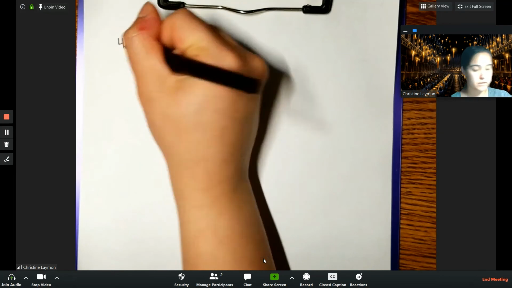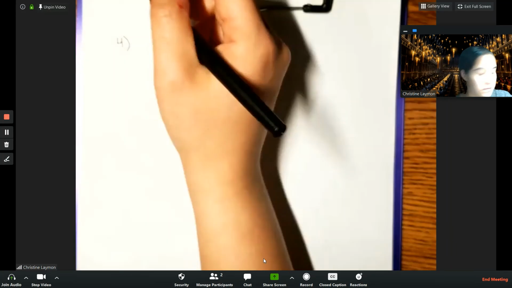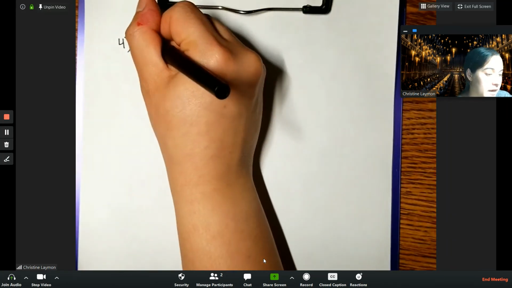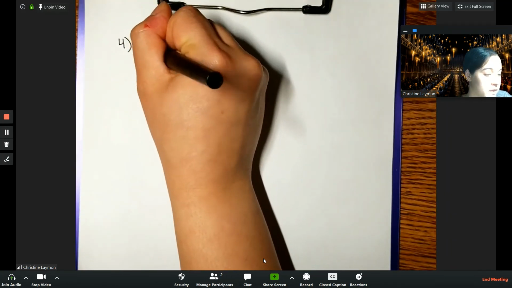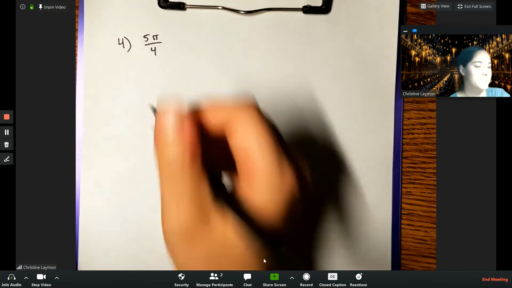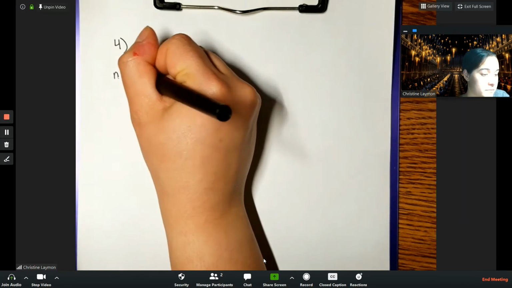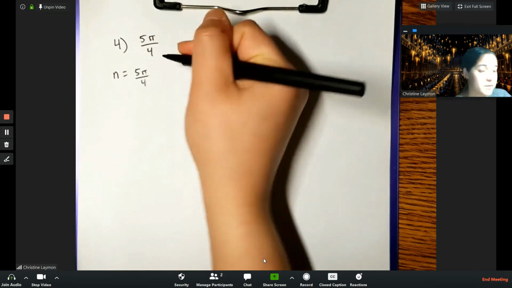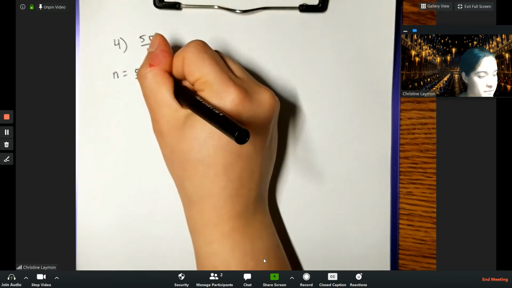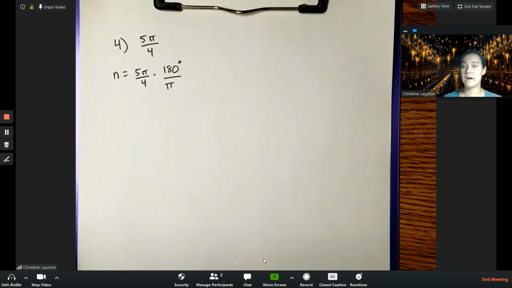Let's go ahead and do another one of that same type. Looking at number 4, I'm still doing radians to degrees. For this one, let's take a look at 5 pi over 4. Again, I'm going to show it both ways, using the decimal multiplication method as well as the ratio method. With the multiplication method, I'm going to have n equals 5 pi over 4, and that whole thing is radians times 180 degrees over pi radians.